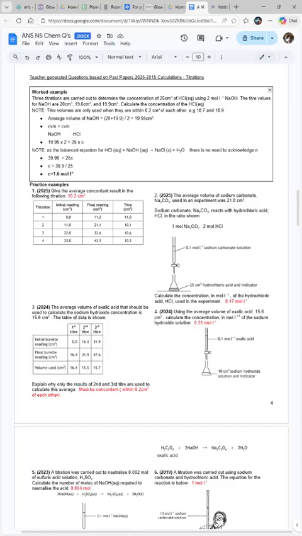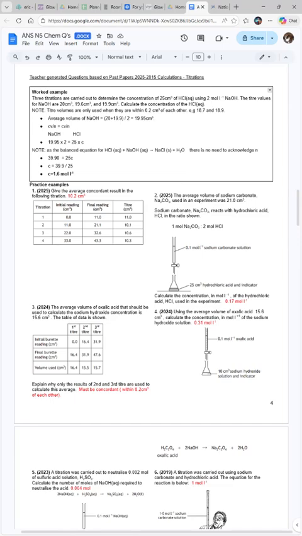Now, the titre volumes have to be concordant, so if we look at these numbers, they should be within 0.2 of each other, just like 18.7 and 18.9 are within 0.2 of each other. So 20 and 19.6 are 0.4 apart, so they're not concordant, and 19.6 and 19.9 are also not concordant. However, the first and last ones, so 20 and 19.9, are concordant. So we'll take the average of those: we add them together and divide by 2, and we'll get 19.95 centimetres cubed. That is the average volume of sodium hydroxide, if we ignore the non-concordant ones, that it took to neutralise this hydrochloric acid.